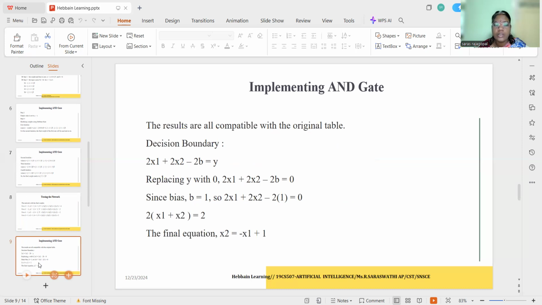The decision boundary is 2 x1, where the x1 coefficient is 2, the x2 coefficient is 2, and the bias value is -2, equal to y. Replacing y with 0: 2x1 plus 2x2 minus 2b equals 0. Since the bias value is set to 1, 2x1 plus 2x2 minus 2 equals 0. So 2 times (x1 plus x2) equals 2. The final equation is x2 equals -x1 plus 1.